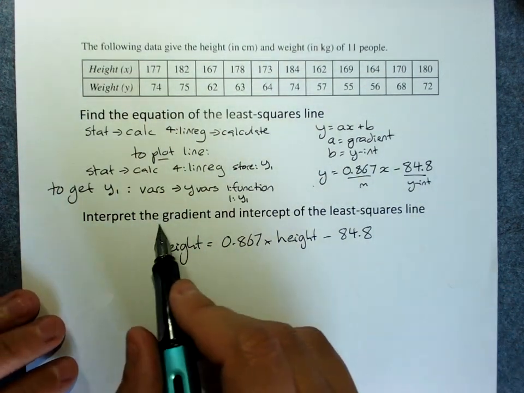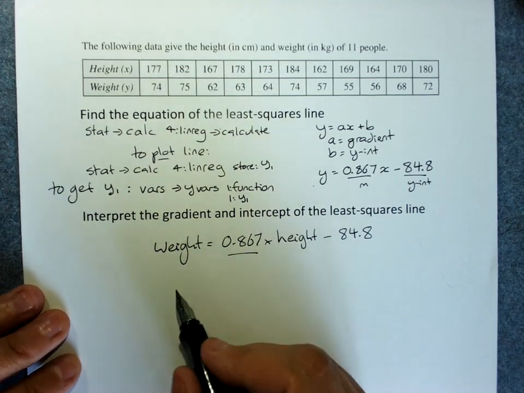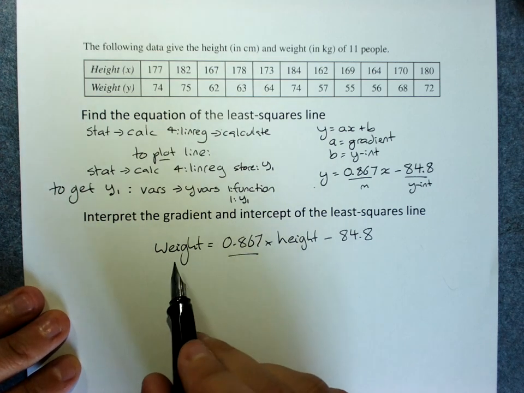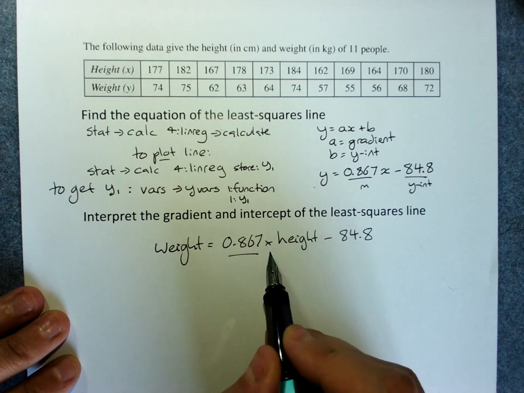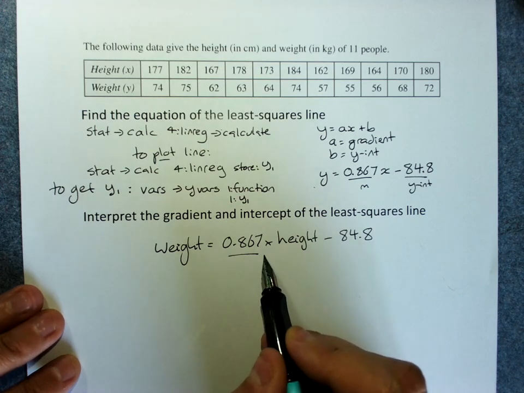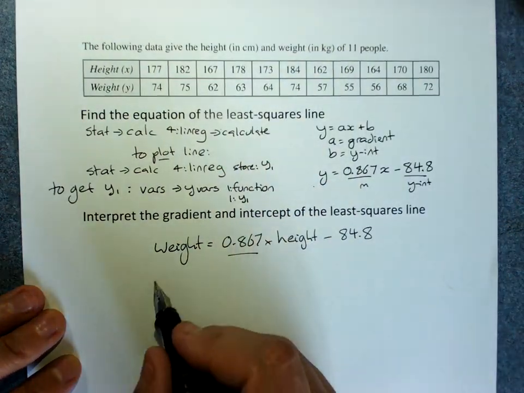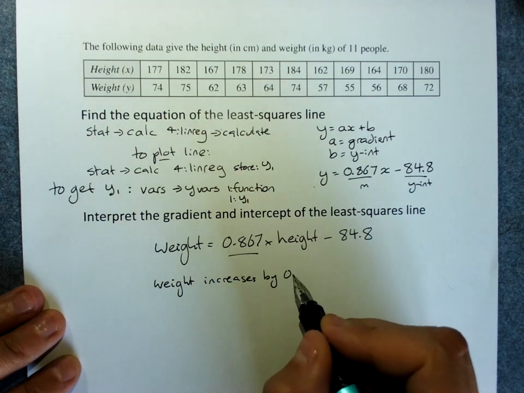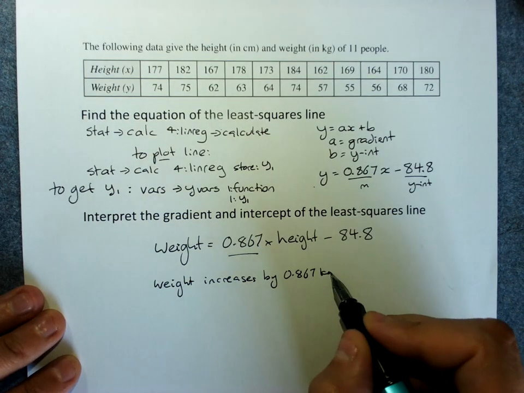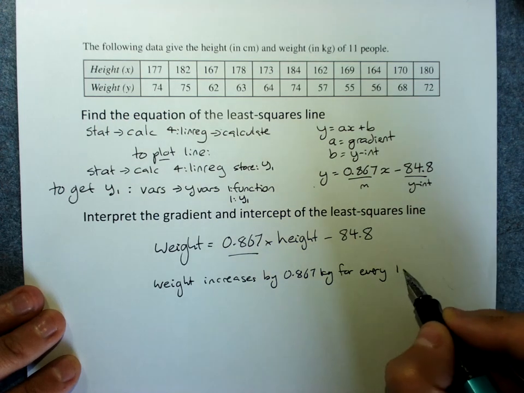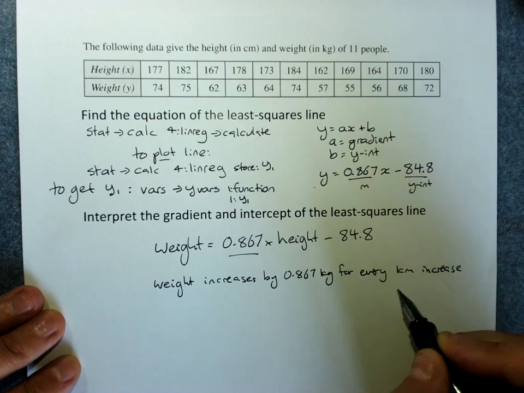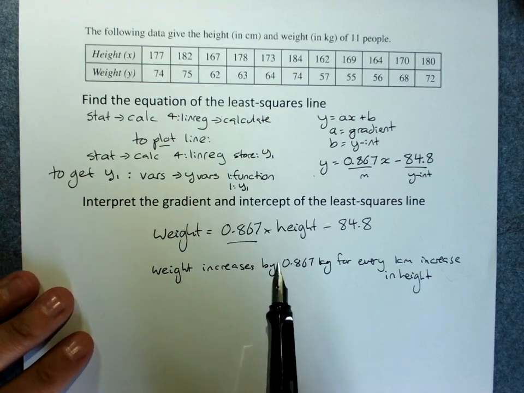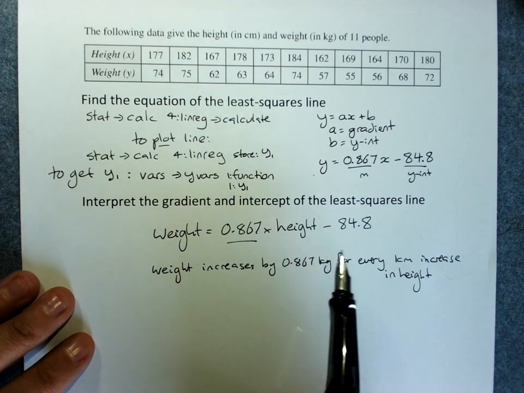If we are asked to interpret the gradient, a gradient of 0.867 says that your weight increases by this much for every 1 centimetre increase in height. We know it's centimetres because it's up here. Sorry, my writing went wonky again. Weight increases by this amount for every 1 centimetre increase in height.